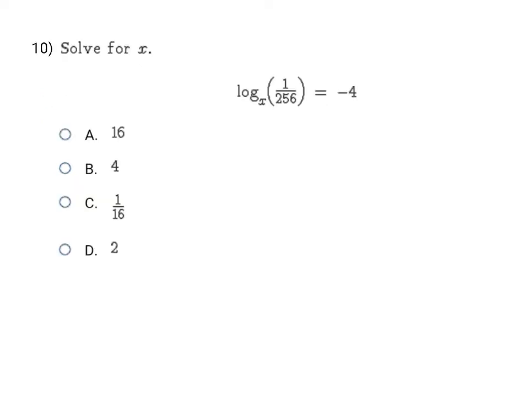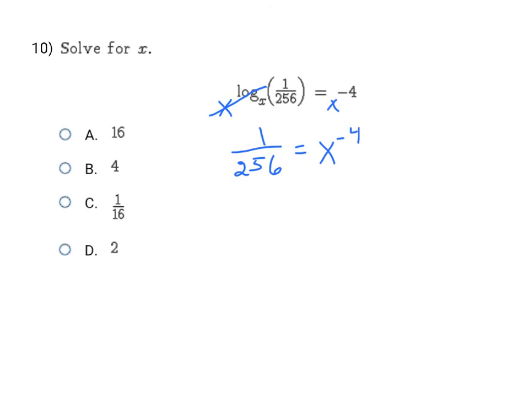Okay, this problem here, it's the same deal. I want to eliminate this logarithm from the equation so I can continue solving. It has a base of x, so that means I'm going to make a base of x on both sides and make everything else an exponent, and that cancels these all out. I'm left with 1 over 256 on the left side equals x to the negative 4th power.